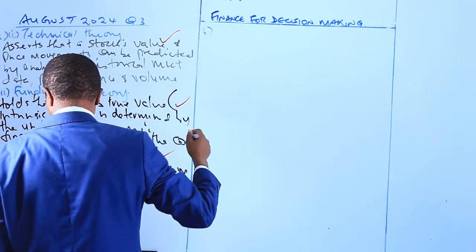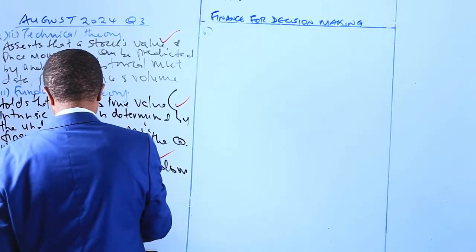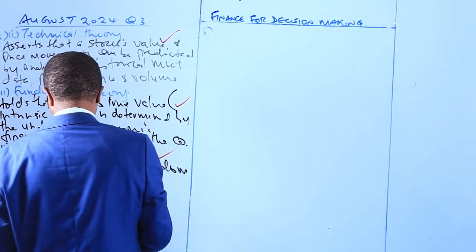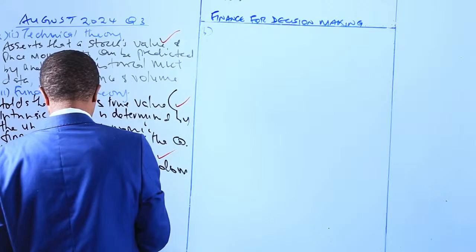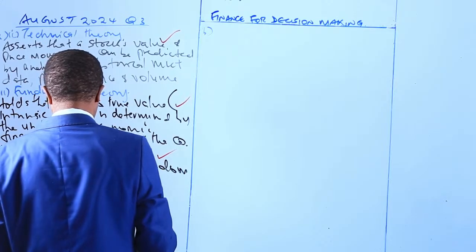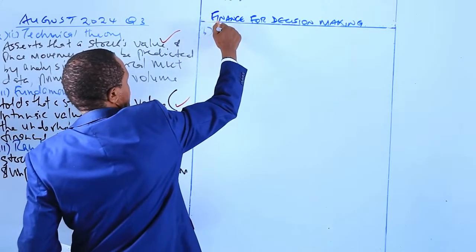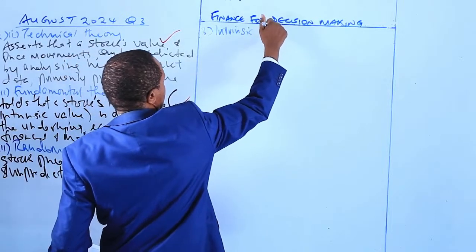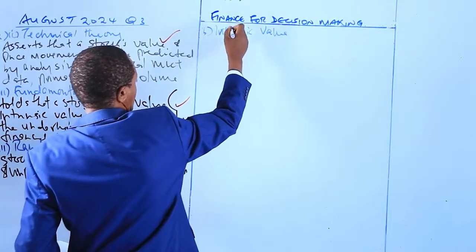Part B, we are required to do what? Determine the intrinsic value of the Lima Limited's ordinary share. Value of the share. That is what you are required to do.